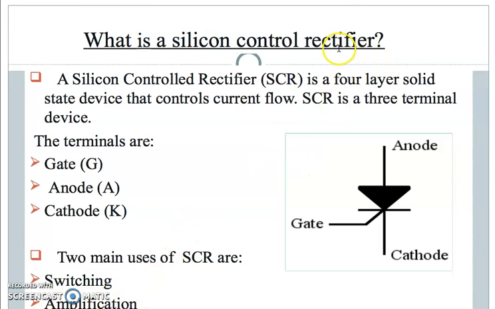Since it is a rectifier, the symbol of SCR is similar to our PN junction diode. The symbol appears as a diode symbol, and in SCR an extra gate terminal appears. The gate is the controller of current from anode to cathode. So this is the symbol of our SCR. The symbol consists of the diode symbol plus an extra gate terminal. The 3 terminals are anode, cathode, like an ordinary diode, and 1 extra terminal, the gate.